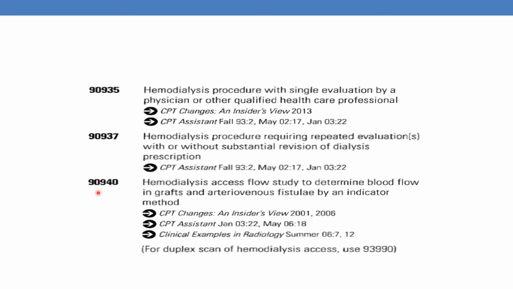And finally, 90940 is coded for hemodialysis access flow study to determine the blood flow in grafts and arteriovenous fistulae by an indicator method. In order to study the access flow of hemodialysis, the code is 90940.